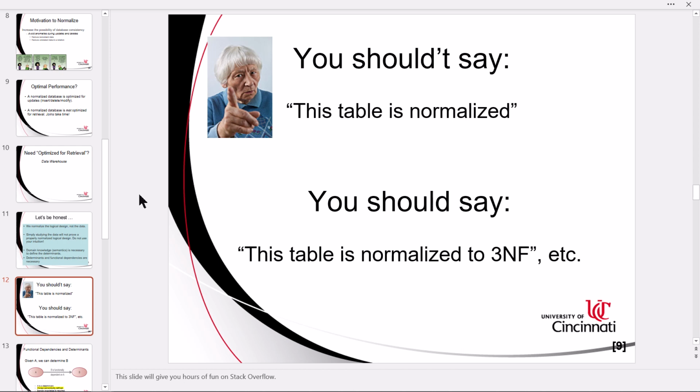Just a narrow point, but it is just all over the internet. Never say this table is normalized. Be specific. There are many levels of normalization, as you read about in the book. We're only going up to 3NF, but when you say that a relation is normalized, you actually shouldn't say table either. I'm going to make a couple of corrections as I go along here.